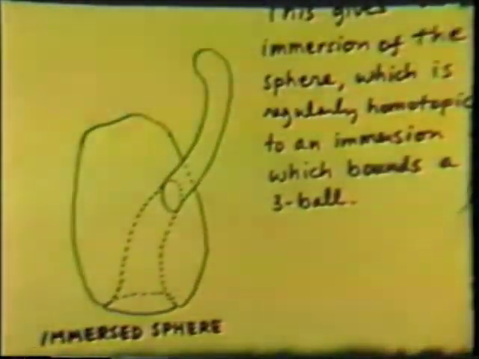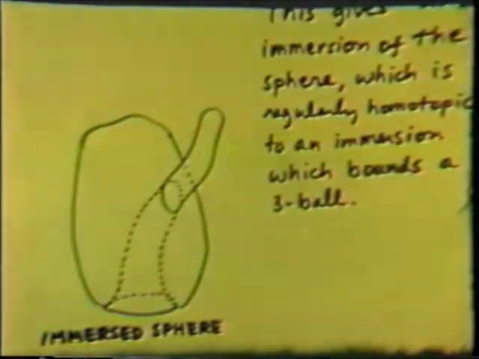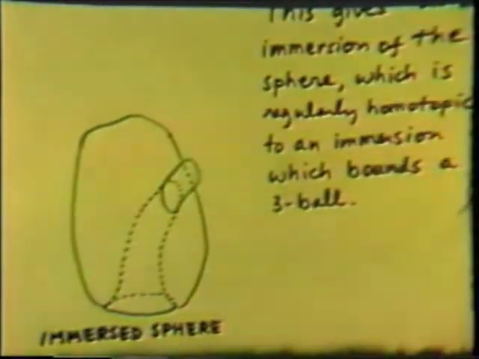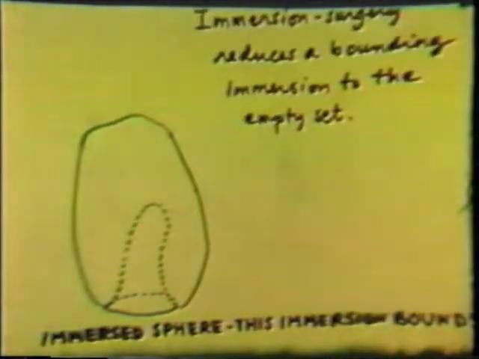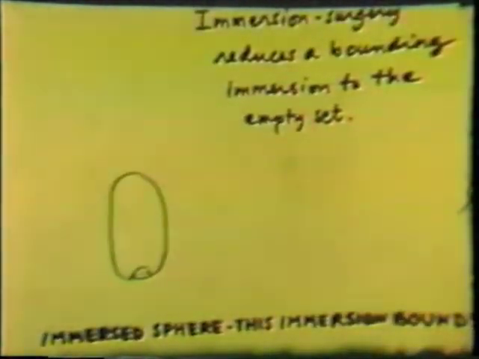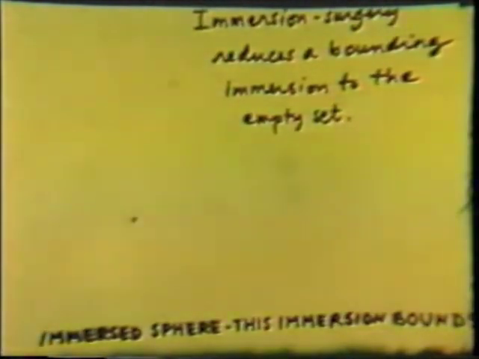Any immersed sphere is regularly homotopic to an immersion which bounds a 3-ball. The immersion now bounds a 3-ball. Immersion surgery reduces a bounding immersion to the empty set.